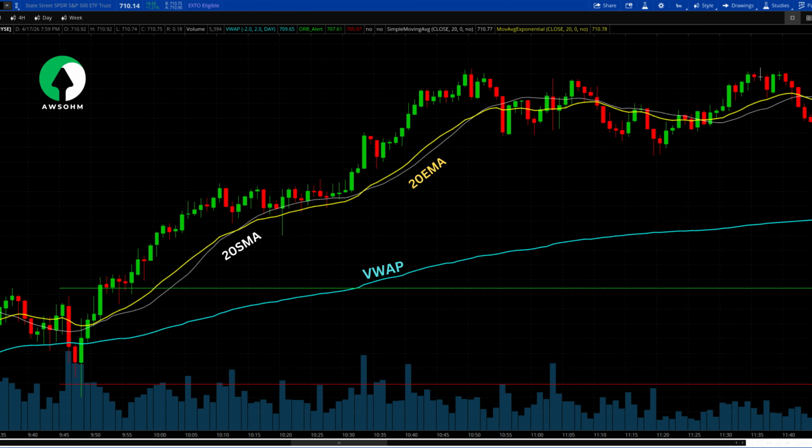Moving averages work best when paired with indicators that measure momentum, volume, or overbought/oversold conditions. The moving average shows trend, and the companion indicator helps confirm whether that trend is strong enough to trade.